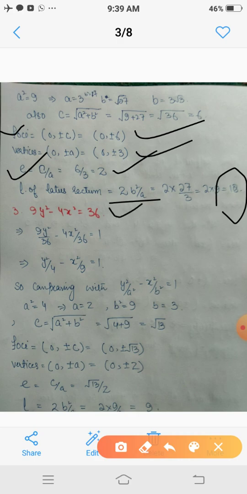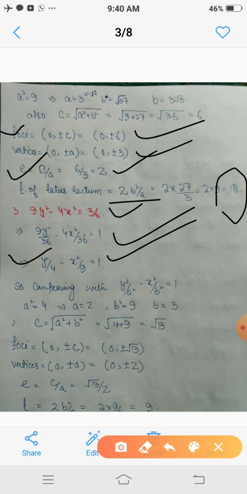Now the third one is 9y square minus 4x square equals 36. So we will first convert this into the standard form, which is x square upon a square minus y square upon b square equals 1, or y square upon a square minus x square upon b square equals 1. So dividing by 36, because on one side we need 1, we get y square upon 4 minus x square upon 9 equals 1.